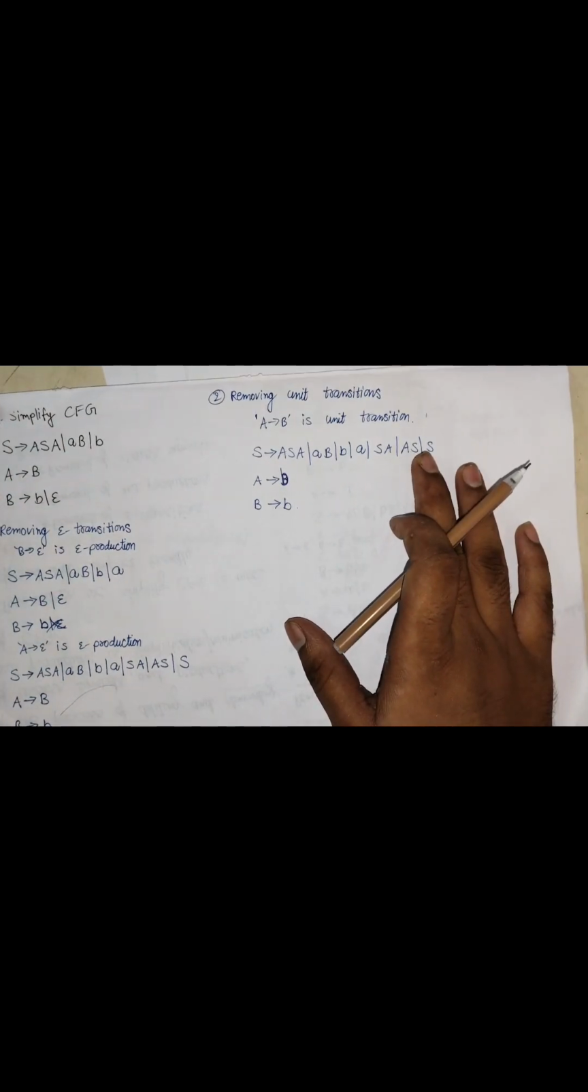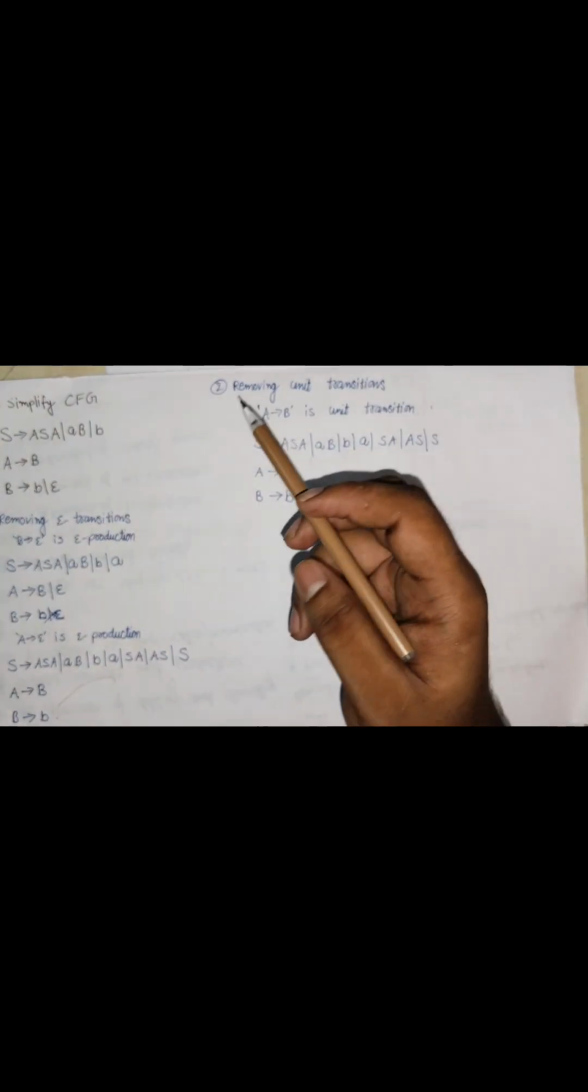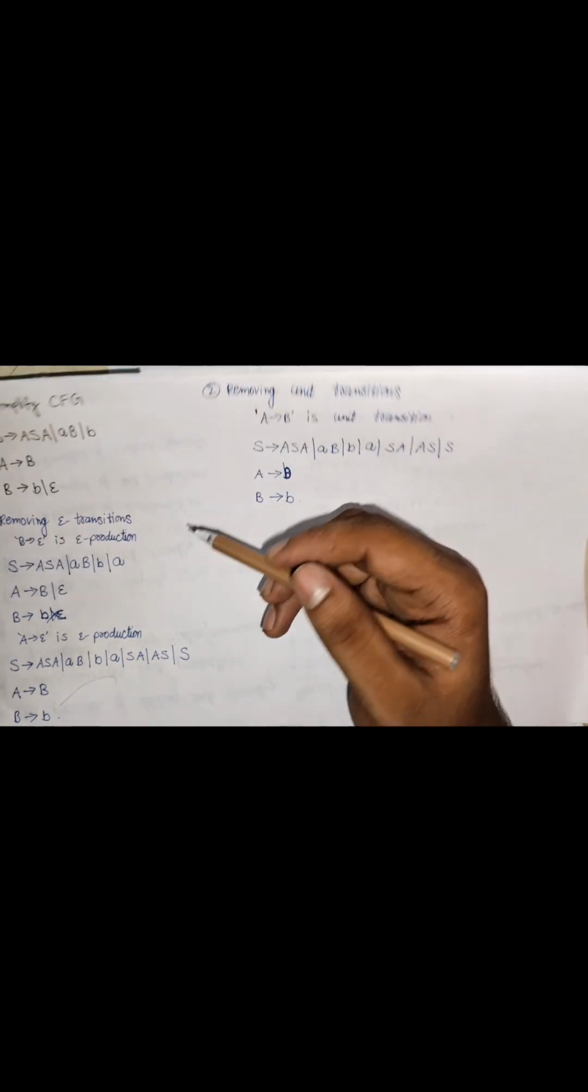Okay, these are the productions given. S tends to capital A, S A capital B, small b. A tends to B, and B tends to small b and epsilon. The first and foremost step is removing epsilon transitions. Find out where epsilon occurs. B tends to epsilon. This is an epsilon transition, right? So to remove this B tends to epsilon, substitute epsilon wherever B occurs. So B occurs here, right? So substitute epsilon here and here.